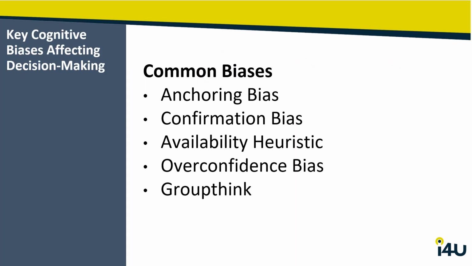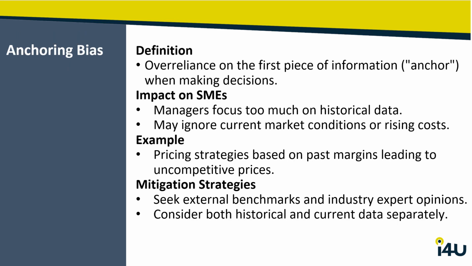Key cognitive biases affecting decision-making. Common biases: anchoring bias, confirmation bias, availability heuristic, overconfidence bias, groupthink. Anchoring bias definition: over-reliance on the first piece of information, the anchor, when making decisions. Impact on SMEs: managers focus too much on historical data, may ignore current market conditions or rising costs. Example: pricing strategies based on past margins leading to uncompetitive prices.